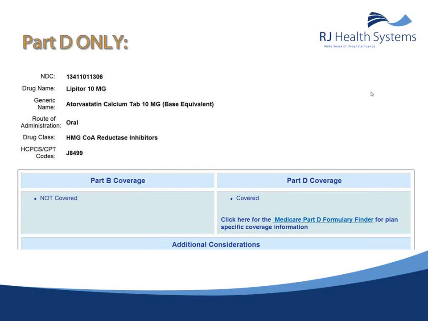Additionally, there's a Part D coverage where it would be covered. This is where the Part D formulary finder would come into play if you are using this at a doctor's office or a pharmacy, where you would be able to click on the Part D formulary finder and it would direct you right over to the CMS website. The CMS website can be confusing at times, so we will always provide you the direct link over to it.